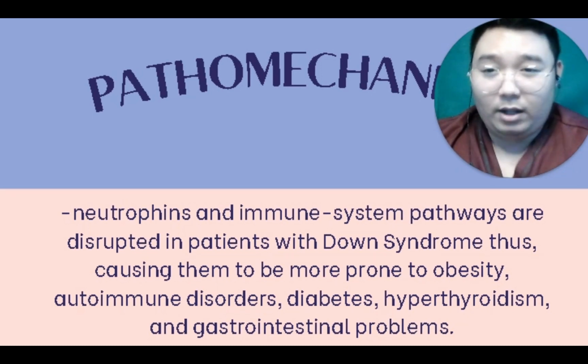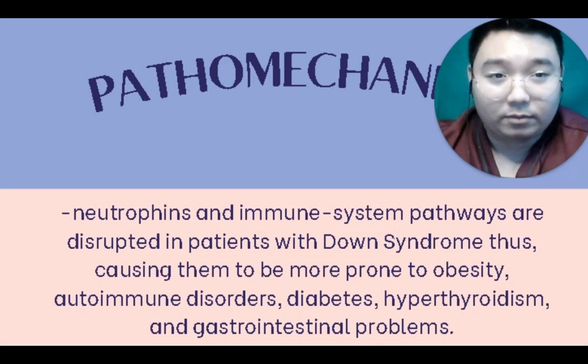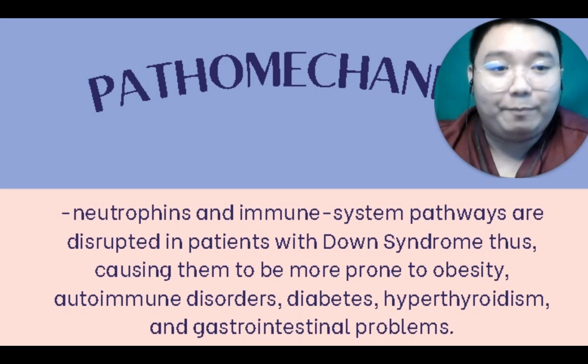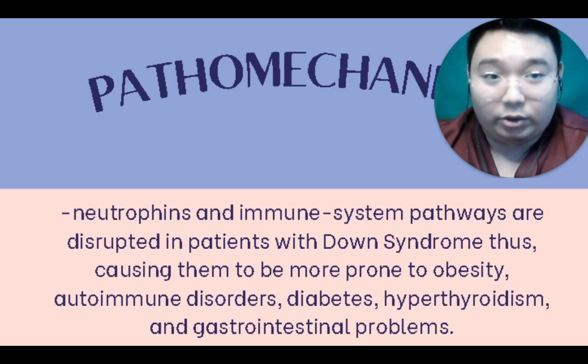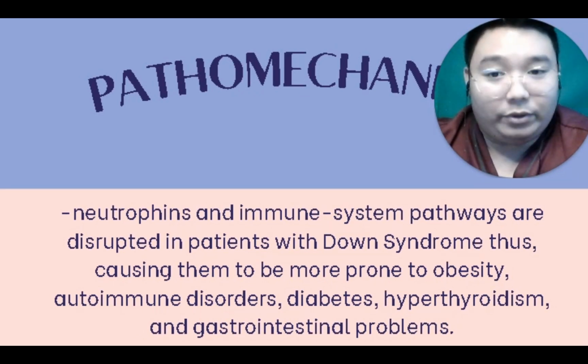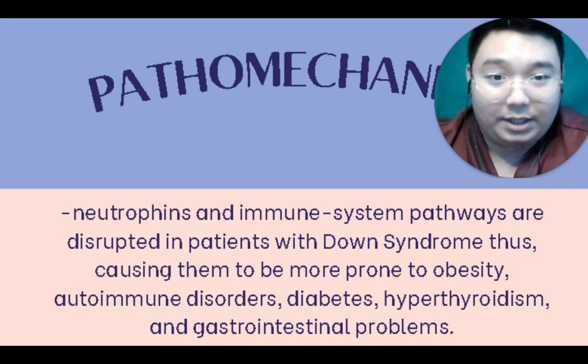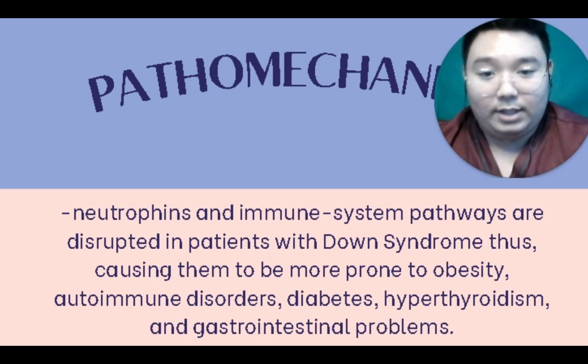So, let's first talk about the neurotrophins again. So, neurotrophins are proteins in the brain that help to regulate the growth and synapses of the neurons. So, since the neurotrophins or the immune system are affected, kids with Down syndrome are more prone to diseases.